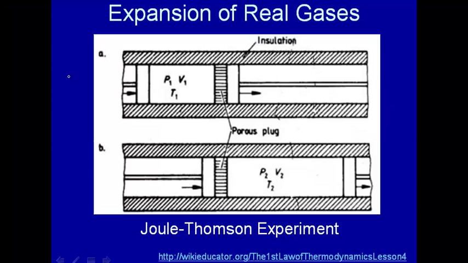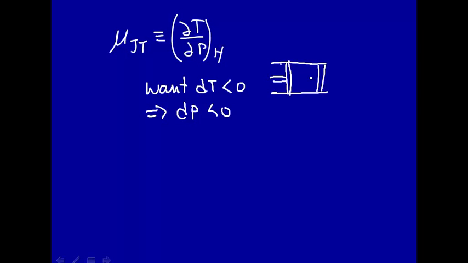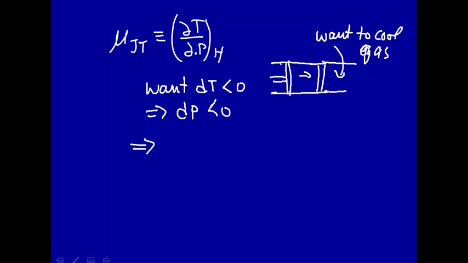So let's look at conditions under which we want cooling of gas. We want to cool the gas by expanding it. We have a gas under some pressure, and we're going to shoot that out a porous plug, and we want dT to be less than zero. And that implies that dP will be less than zero. So the idea is you have a piston here, some sort of porous plug. We're going to shoot the gas out here, and we want this to cool the gas. We want dT less than zero, which means we're going to have a pressure drop. So this implies, if you want to cool the gas when you expand it, you want the Joule Thompson coefficient to be greater than zero. You want a positive Joule Thompson coefficient.